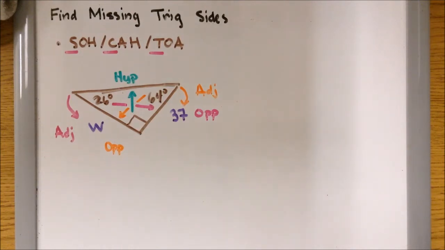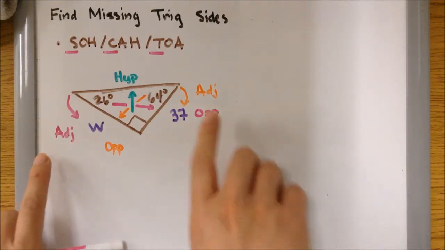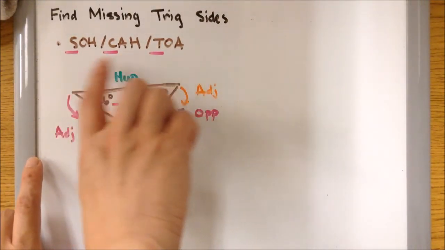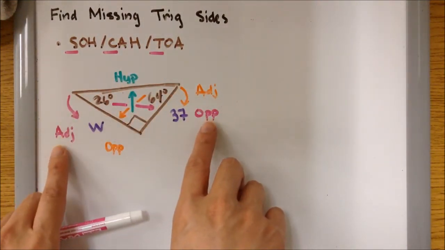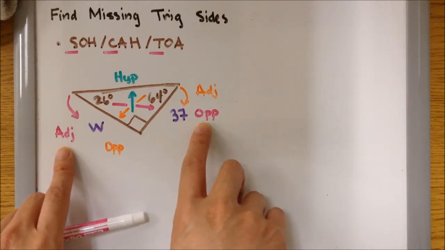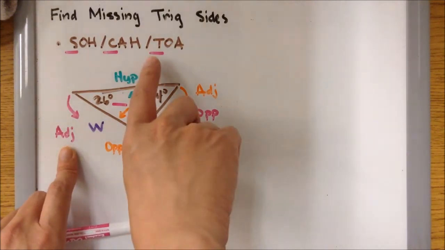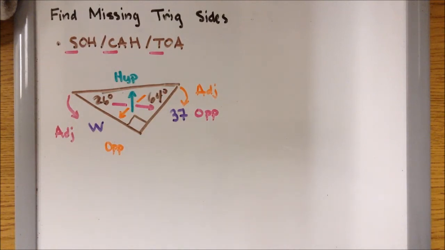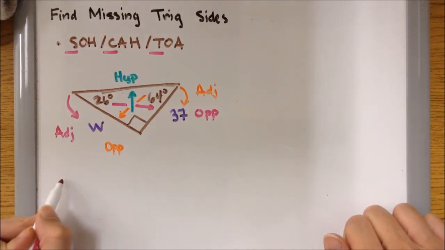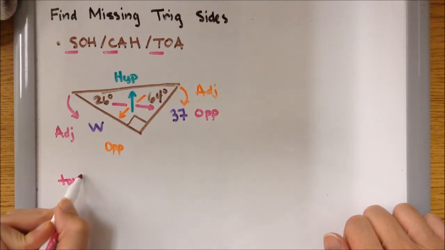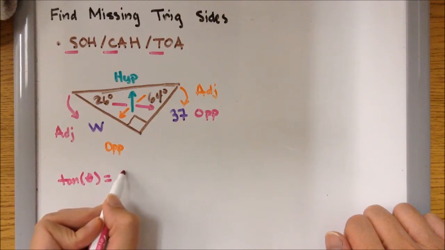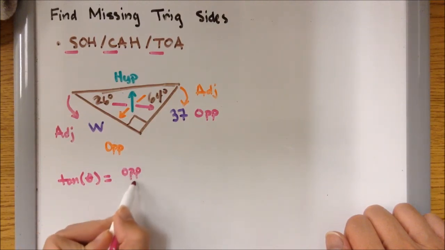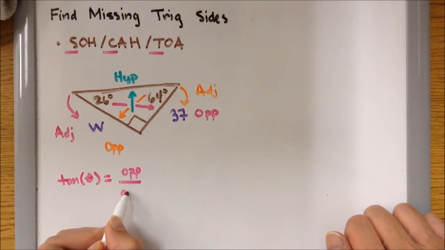Alright, so say I decided to use the 26. Now, of the trig functions, sine, cosine, and tangent, for my 26, I have two sides, opposite and adjacent. So the only one that has an O and an A is tangent. So tangent, I'm going to set it right here. Tangent theta is equal to opposite over adjacent.